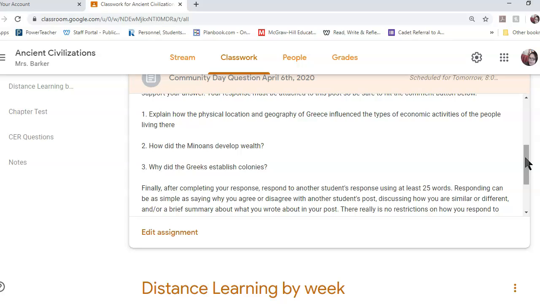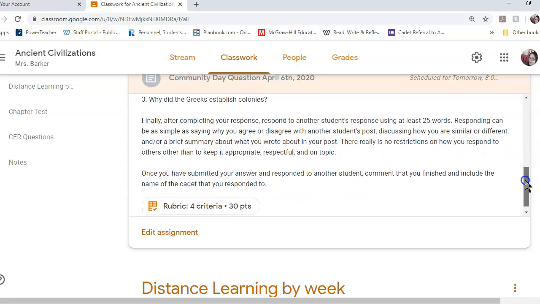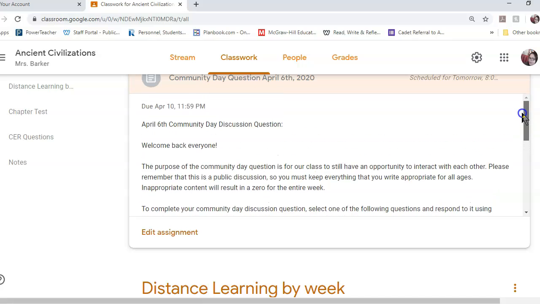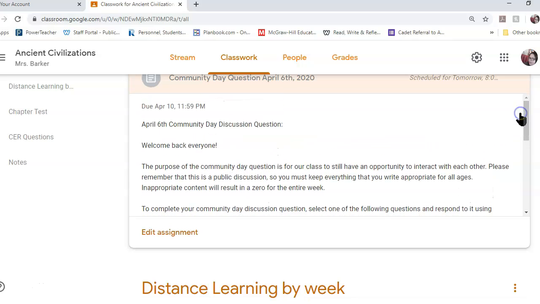Finally, after completing your response, respond to another student's response using at least 25 words. Responding can be as simple as saying why you agree or disagree with another student's post, discussing how you are similar or different, or a brief summary about what you wrote about in your post. There really are no restrictions on how you respond to others other than keep it appropriate, respectful, and on topic. Yes, this is on our reading for Chapter 5, Lesson 1. So obviously you are going to have to read that lesson before you respond to this.